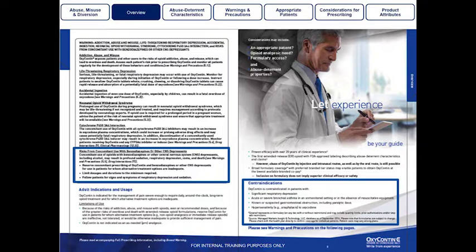The boxed warning contains the new warning regarding the risks of concomitant use with benzodiazepines or other CNS depressants. The indications and usage contains important information for HCPs to keep in mind when selecting appropriate patients for treatment with OxyContin. Your role is to help HCPs understand the indications and usage to help them determine which patients may be appropriate for OxyContin. Also, make sure HCPs know the contraindications when assessing whether a patient may be appropriate for OxyContin.